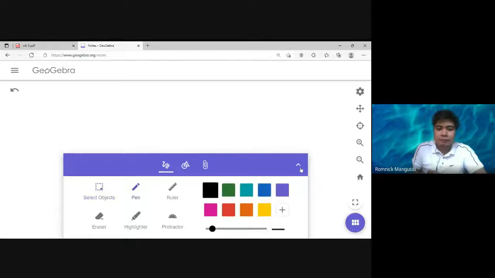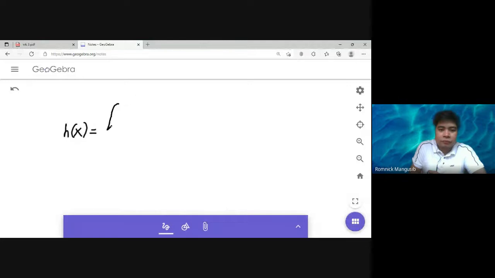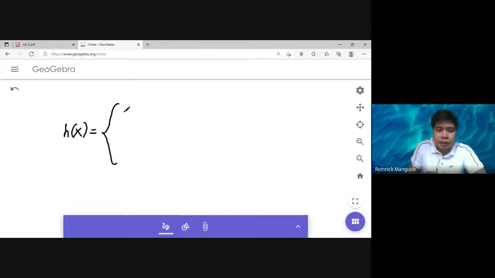That is h of x is equal to, so this one is a piecewise function. Let's say we have 2x. This is x minus 3. This is 4. And this one is x squared plus 1. And we have the following conditions.